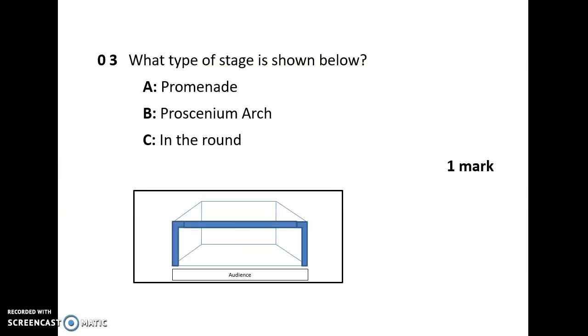Right, I've got a couple now, I think it's 13 off the top of my head. I'm going to go through and you need to identify what types of theatre there are, and the answers are on a slide at the end, so please feel free to pause that slide and have a look.